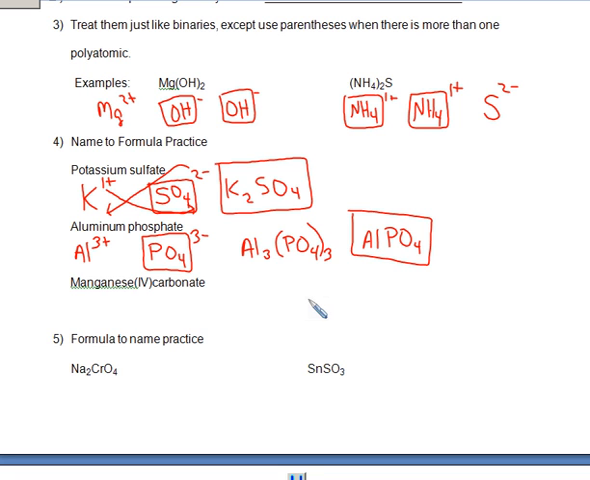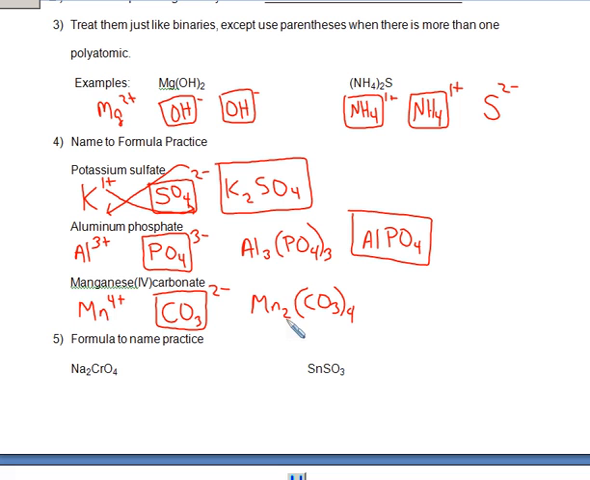Okay, let's try manganese 4 carbonate. The 4 tells me that manganese has a +4 charge, so it's Mn4+. Carbonate, you need to have memorized, is CO3. Put a box around it so you remember that it's a polyatomic, and its charge is 2-. We're going to crisscross the 4 and the 2, so you get Mn2(CO3)4.